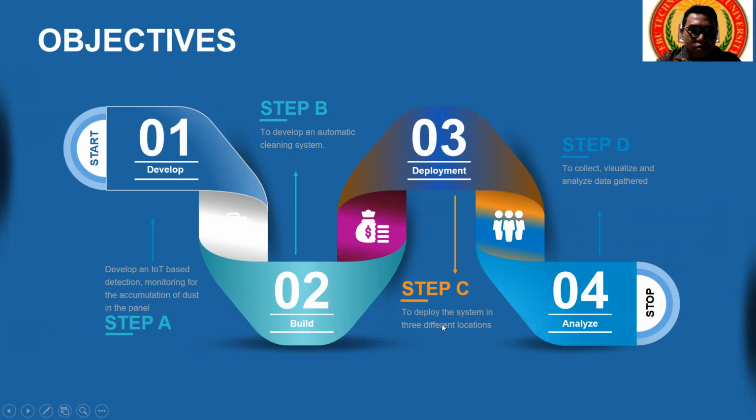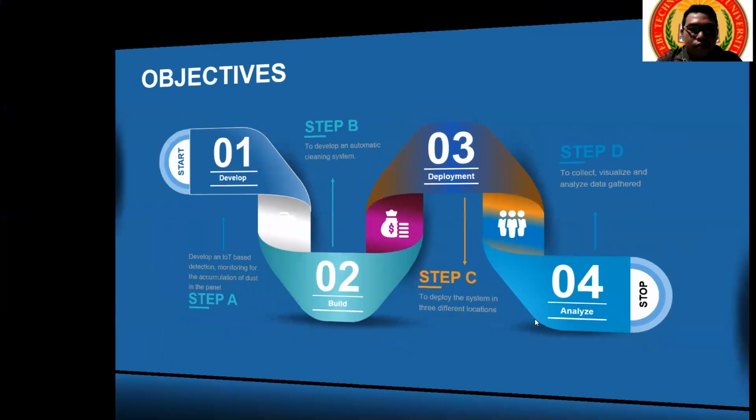So here in the objectives, we have number one, to develop an IoT-based detection and monitoring system for the accumulation of dust in the panel. And then we have to develop an automatic cleaning system, then deployment of the system and verification, and then we have to visualize and analyze the data gathered.